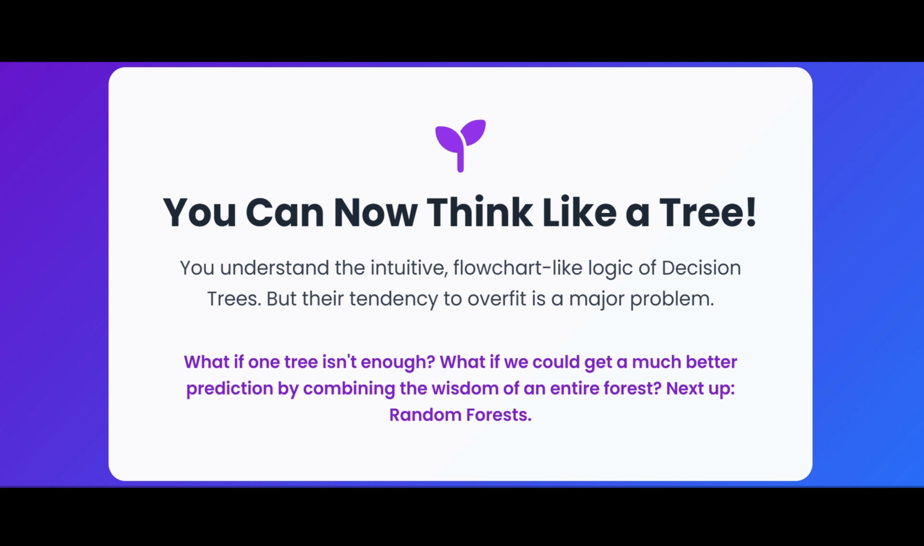But how do we overcome its major weakness of overfitting? The answer is not to rely on one tree, but on hundreds. In our next lesson, we will explore one of the most powerful algorithms in all of machine learning, an ensemble method called random forests.